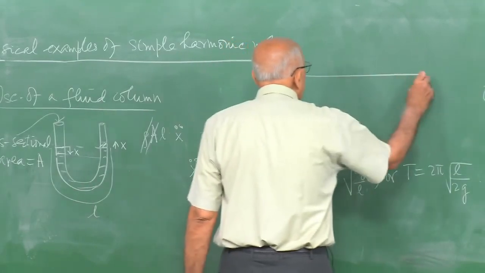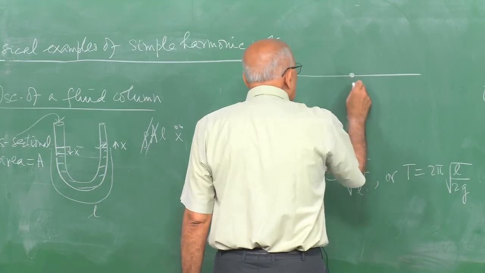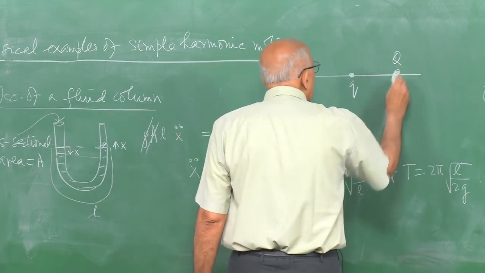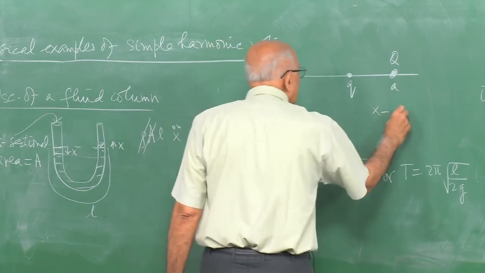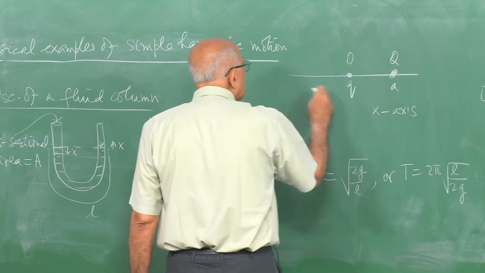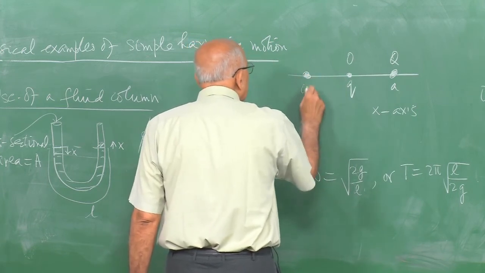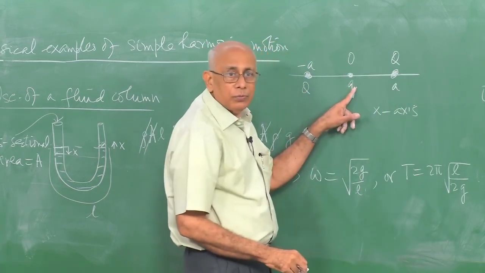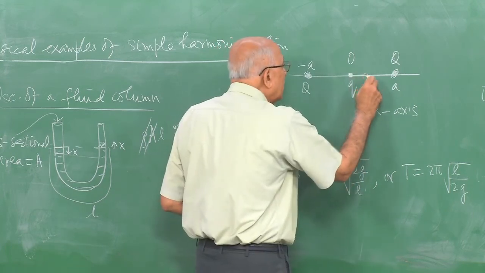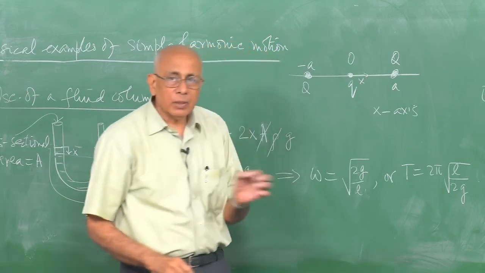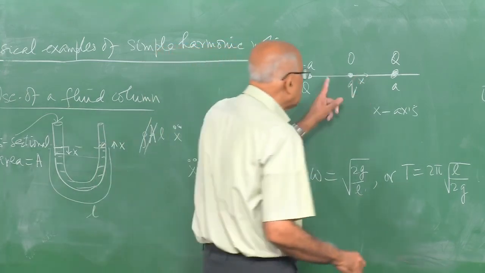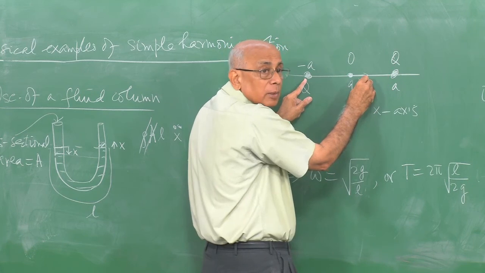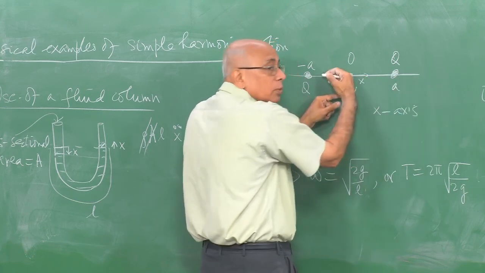Take two charges on the x-axis, put a positive charge q at the origin, and fix a charge capital Q at the point A on the x-axis, and another charge capital Q at the point minus A. These two charges are fixed, and this charge is free to move, and now imagine that you displace it slightly through an amount x on the positive side and let go, then this charge is going to oscillate, because the repulsive force due to this is greater than the attractive force due to this, repulsive force due to this. As it moves here, the repulsive force pushes it back.